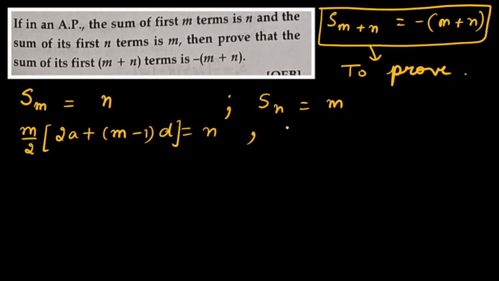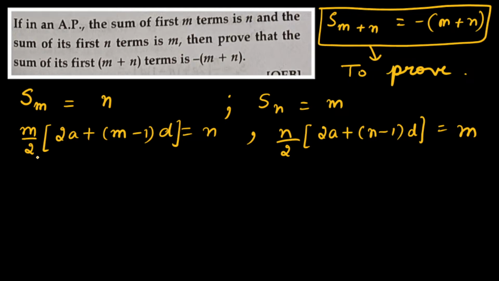Now here I'll get n by 2 into 2a plus n minus 1 into d is equal to m. So nothing I have done, I have just expanded the formula of Sm and Sn. So is this step clear, how I have expanded? Now two equations we are getting here. So let's simplify the equation.